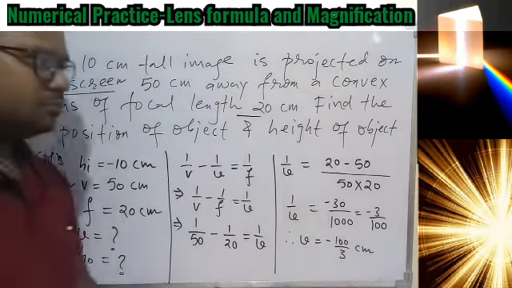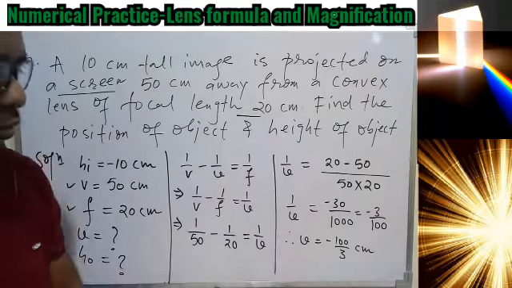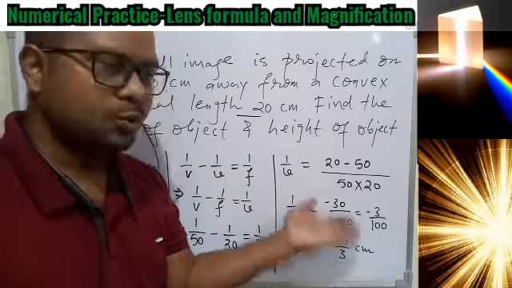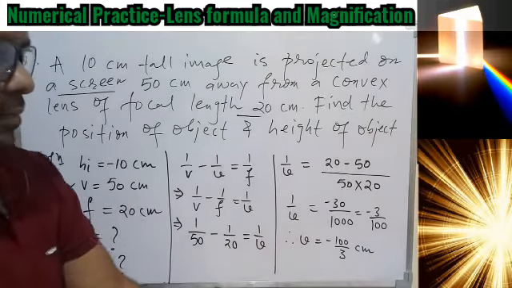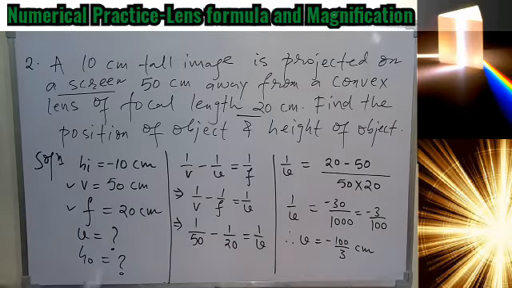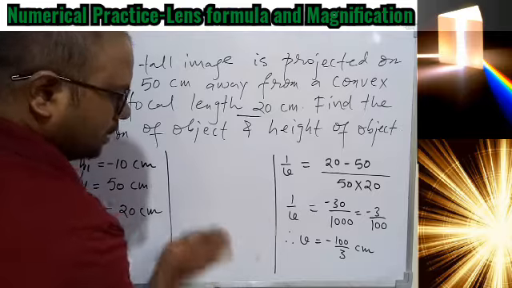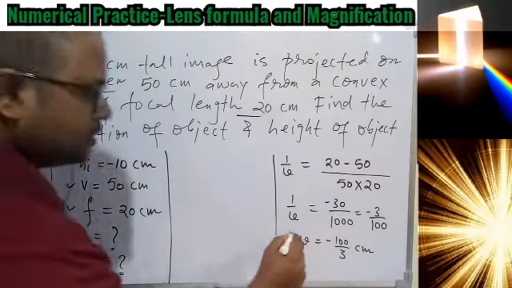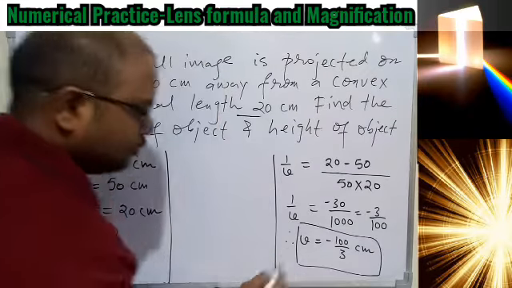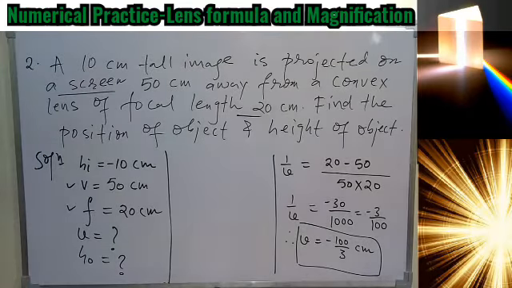So check your calculation once again. 20 minus 50 is nothing but minus 30, that is understood, and 50 into 20 is nothing but 1000. And so after solving you are getting object distance minus 100 by 3. You can find the answer in decimal also. So I'm leaving it as it is. You can also divide and get the answer in decimal, and always try to get the answer in decimal. So we got the object distance. That will be, I think, 33.33. Okay, so we got this one.